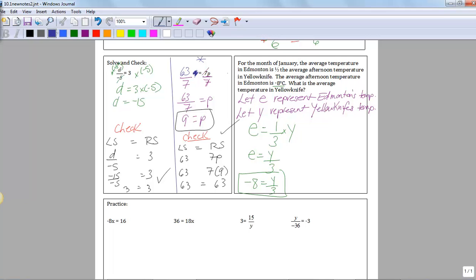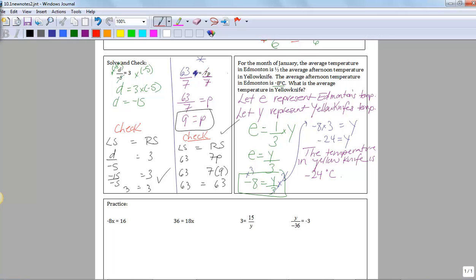So that's the hardest part. Now we'll need to solve it. If I'm dividing by 3, you multiply both sides by 3. The 3's cancel. That means Y equals -8 times 3, or -24 equals Y. So my concluding statement would be: The temperature in Yellowknife is -24 degrees Celsius.